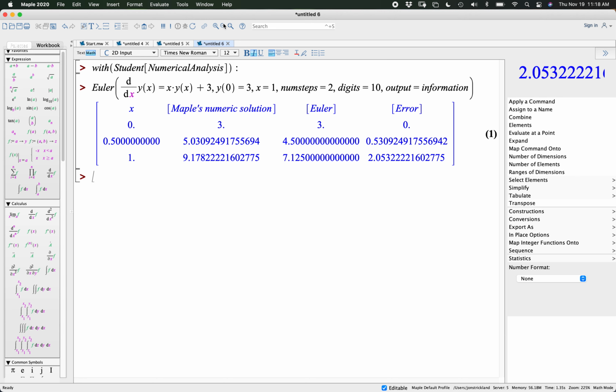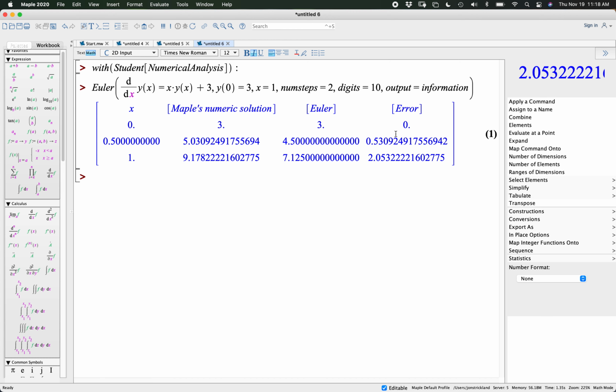I'm just narrowing it down here. So if you notice, we have the Euler output. When x is 1/2, the Euler method value was 4.5. Then once we get x equal to 1, we have 7.125. Now, the column over to the left is the exact solution from Maple, and this is the size of the error, which is pretty substantial.